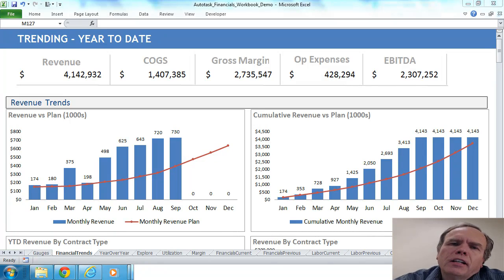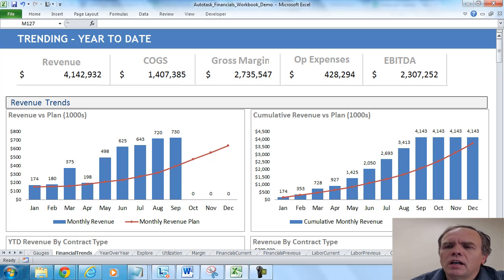So let's take a look at financial trending year to date. On this screen, at the top of the screen, you currently have the year to date totals for the current fiscal year for revenue, cost of goods, margin, operating expenses, and then the calculation of EBITDA. The first section I want to go through is the revenue section.